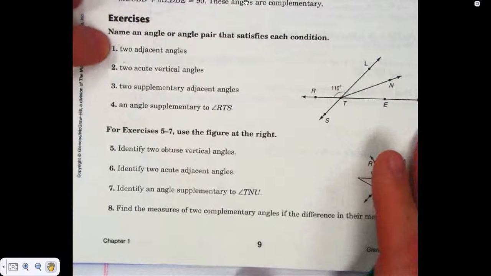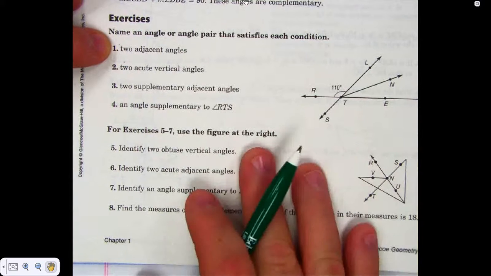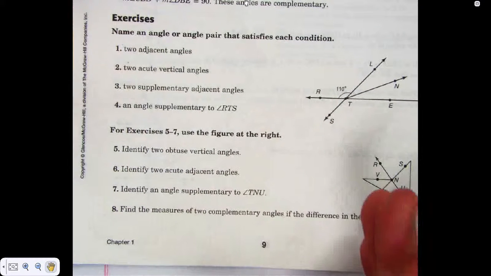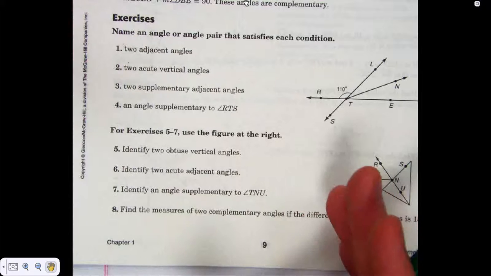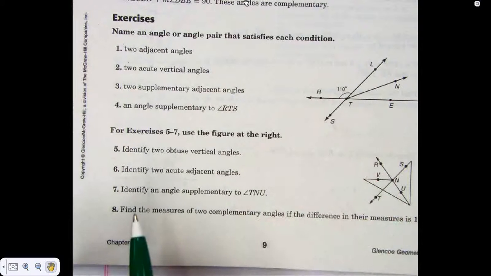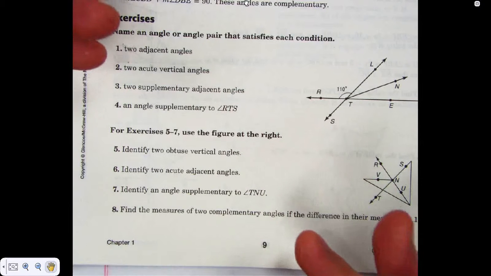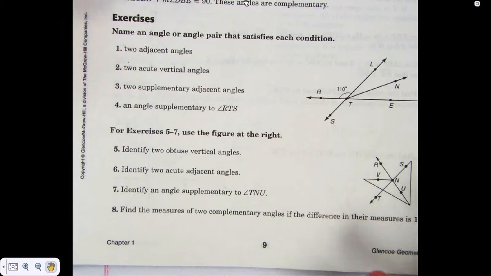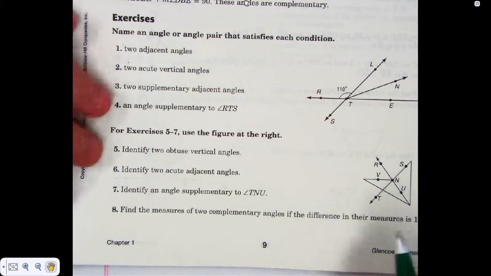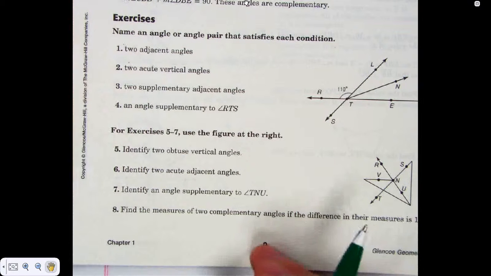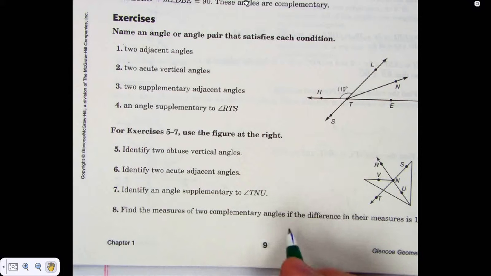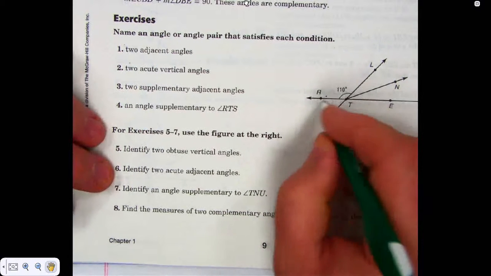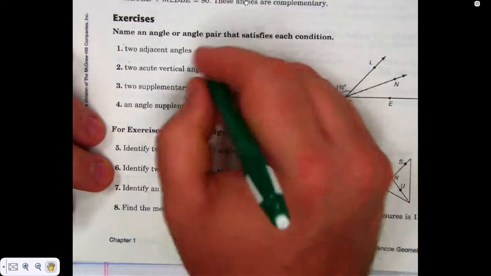Looking at number 1, they want you to name an angle or angle pair that satisfies each condition. Now, how am I going to write this? Well, I need to write it properly. I need to use the correct language, and I need to put a comma in between the angles when I write them. So first, before you decide which angle's beside it, you need to pick an angle. What angle do you want to start with? Angle RTS. RTS. Does everybody see that we're dealing with that angle?